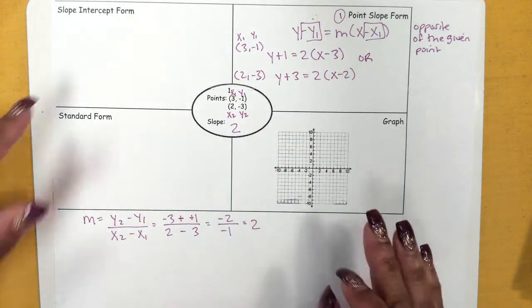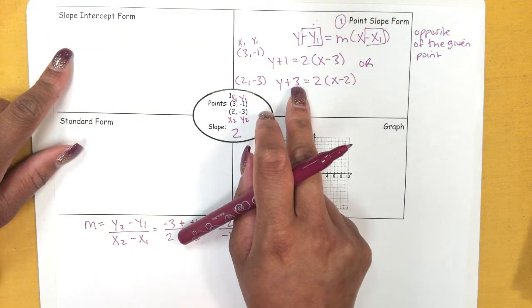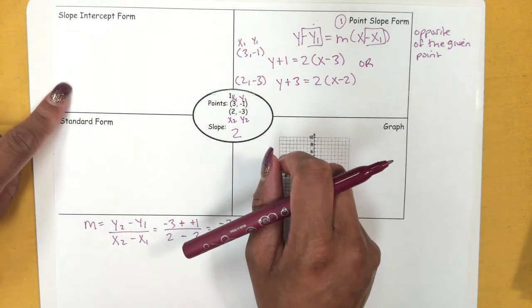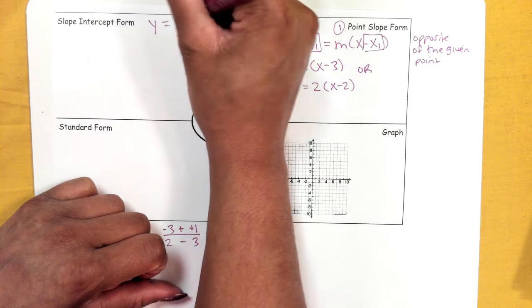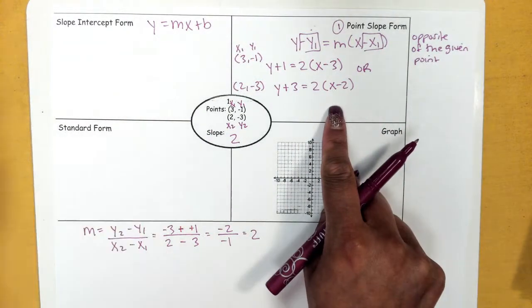Now we're going to find slope intercept form. So this is what I say, it doesn't matter which one you choose, because when you solve for slope intercept form, which is y equals mx plus b, you'll notice they'll be the same answer.